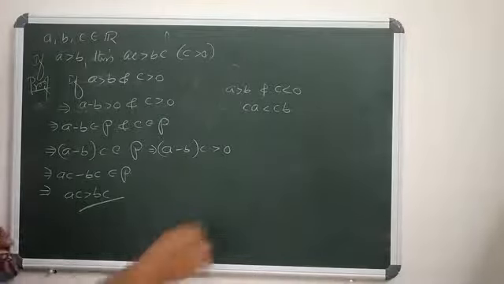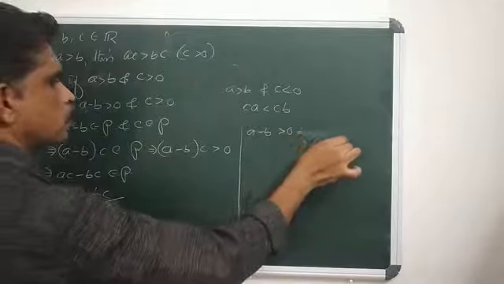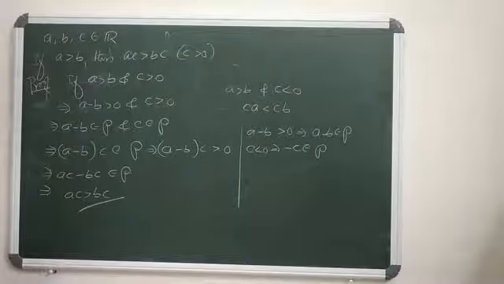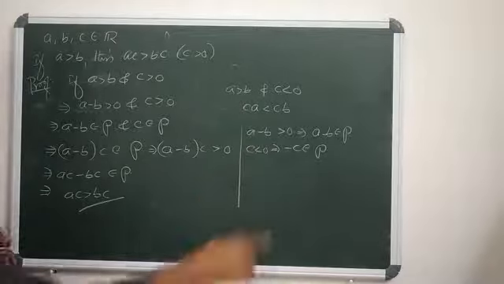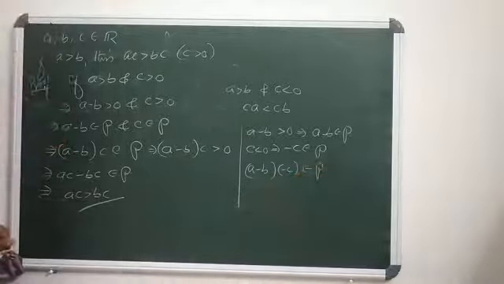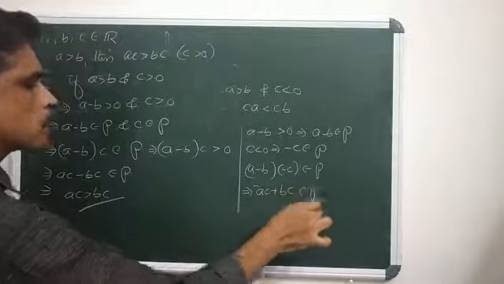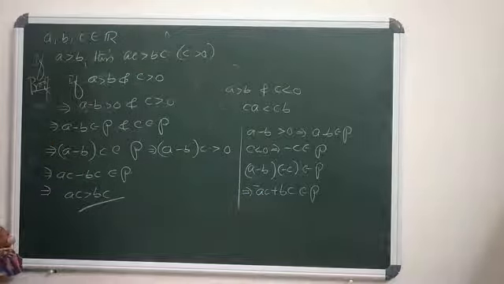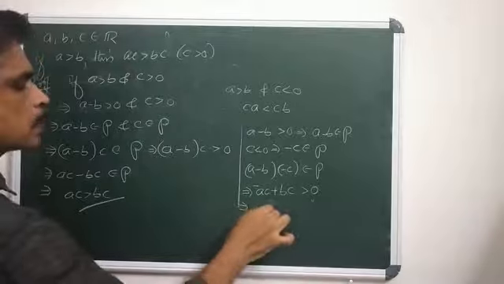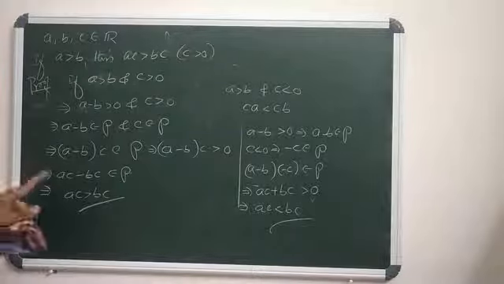This can be proved in this way. A minus B greater than 0 means A minus B falls in P. C is negative means minus C should be a positive real number, so minus C falls in P. Since P is closed under multiplication, (A minus B) times (minus C) falls in P. So minus AC plus BC also falls in P, which is a positive real number, that means minus AC plus BC is greater than 0. So AC is less than BC. Okay, so this is our requirement.